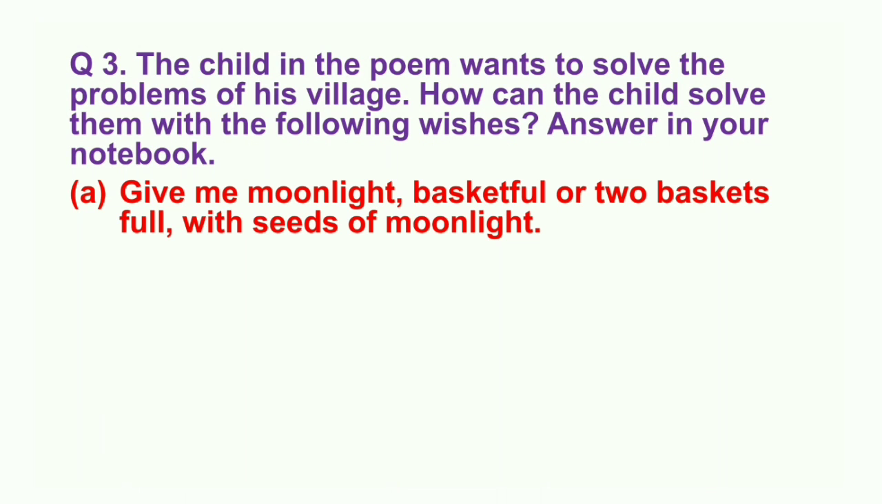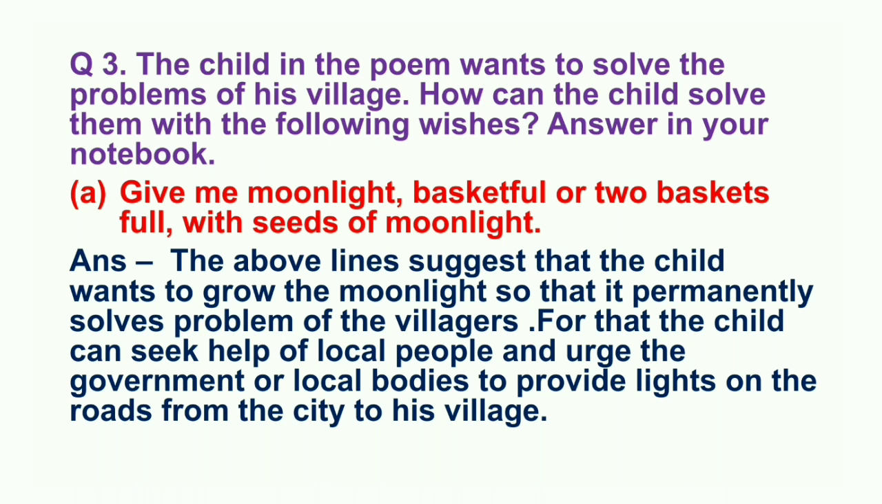Question A. Give me moonlight basketful or 2 basketful with seeds of moonlight. Answer. The above line suggests that the child wants to grow the moonlight so that it permanently solves the problem of the villagers. For that, the child can seek help of the local people and urge the government or local bodies to provide lights on the roads from the city to his village.